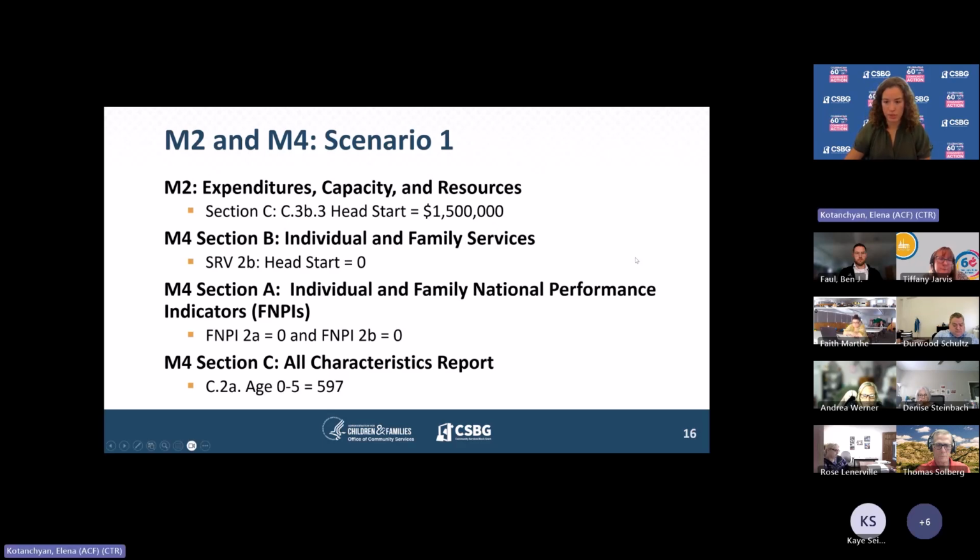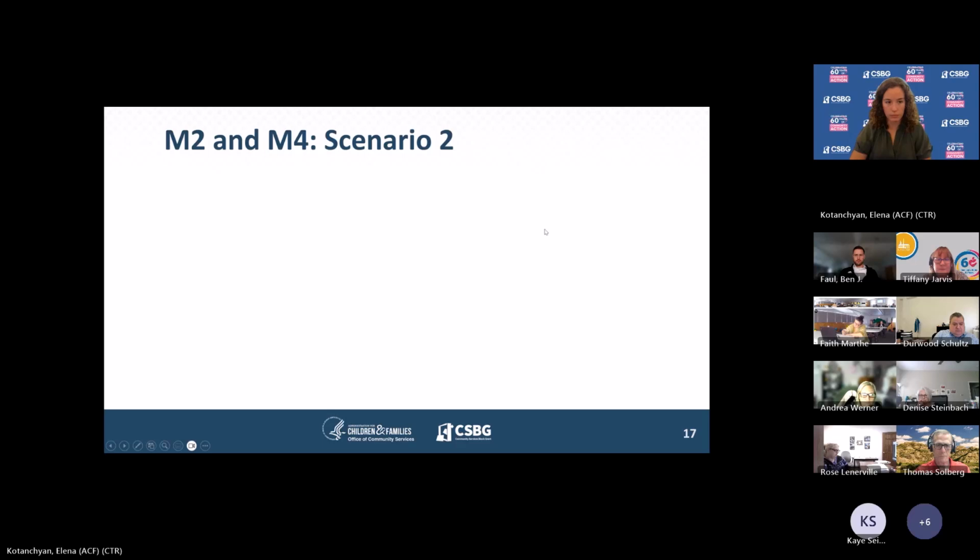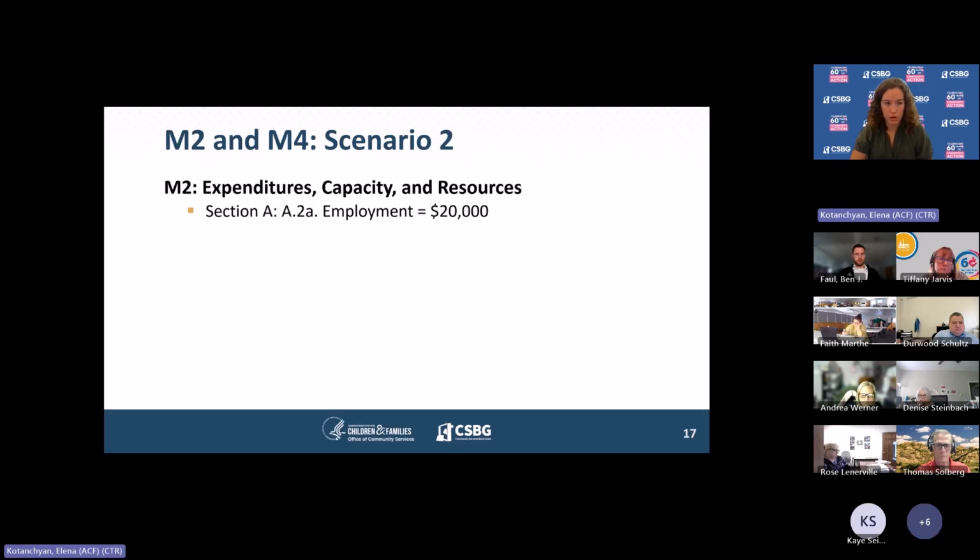Okay, I'll move to the second scenario. The setup is kind of the same, just changing the items. Right, so we have Module 2, employment expenditures, $20,000.